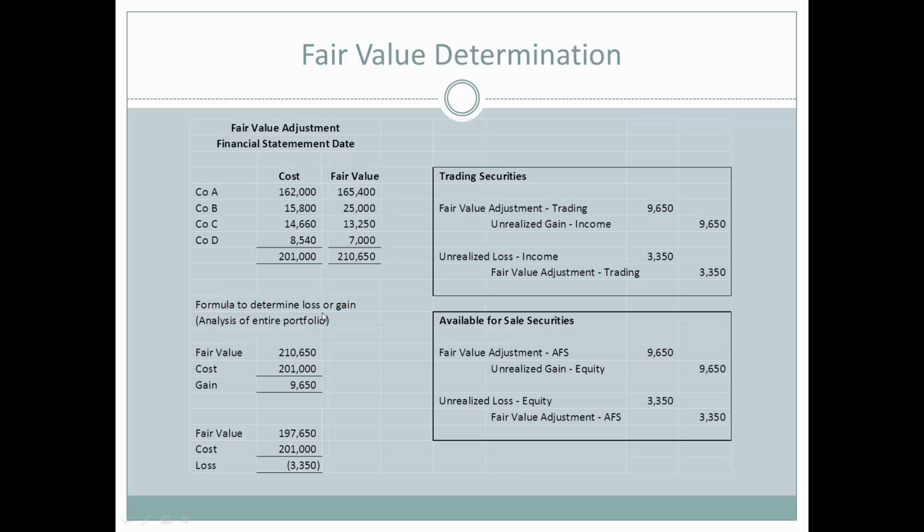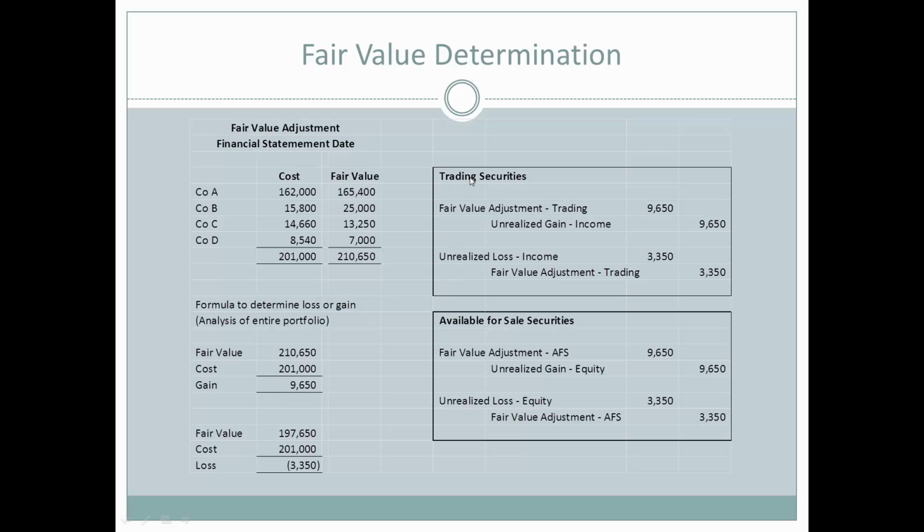The formula to determine whether there's a loss or a gain, and always we want to analyze the entire portfolio, so we don't look at these individually, but the entire portfolio, is to take the fair value and subtract out the cost. Then that will tell us whether or not we have a gain. In this instance, our fair value was larger than our cost, so we had a gain. Then I have another example here wherein our fair value is lower than our cost, in which example we would be recording a loss. So an unrealized loss, and this would be an unrealized gain.